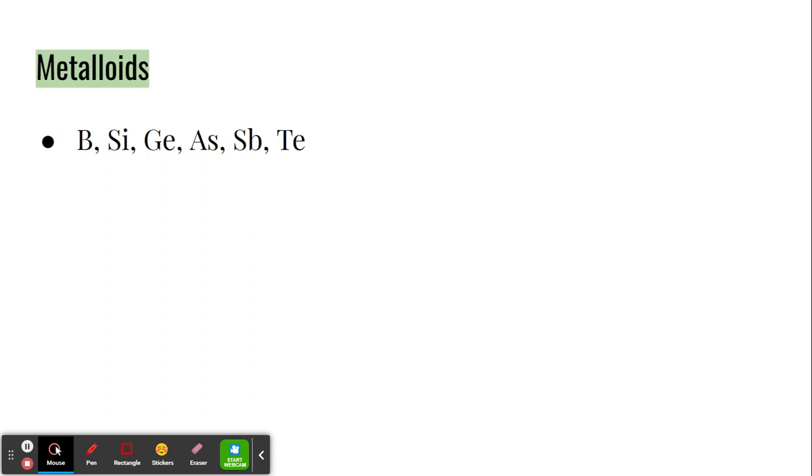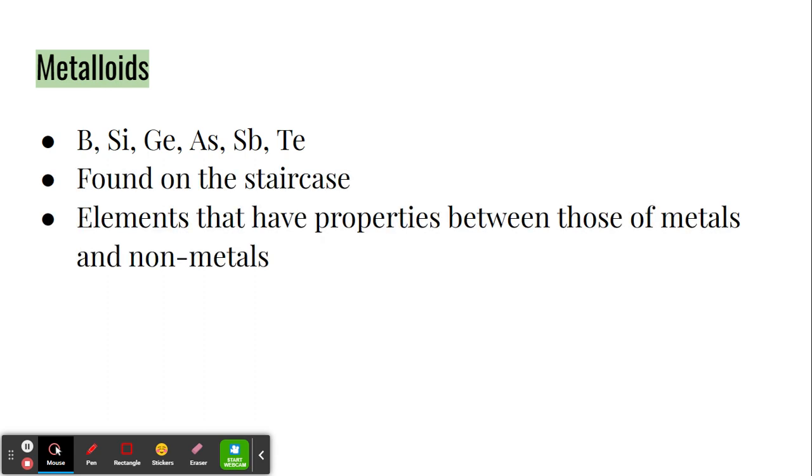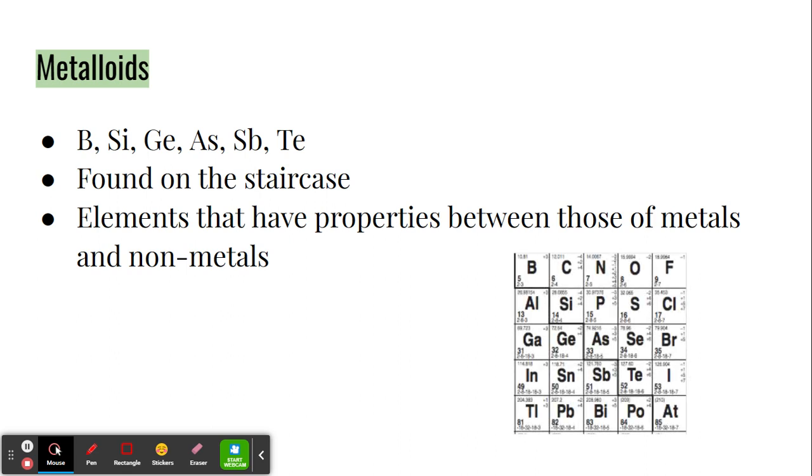Metalloids are the elements that border the staircase that we previously discussed, which divides the metals from the nonmetals on the periodic table. The properties of metalloids are often intermediary with respect to the properties of metals and nonmetals. These are the metalloids on the periodic table. So boron, silicon, Ge, As, Sb, and Te are all examples of metalloids.